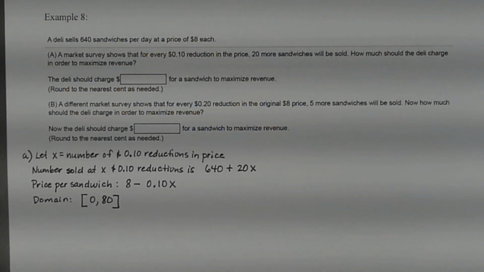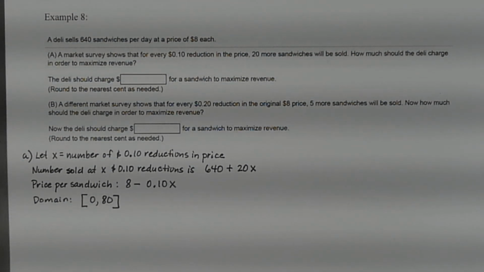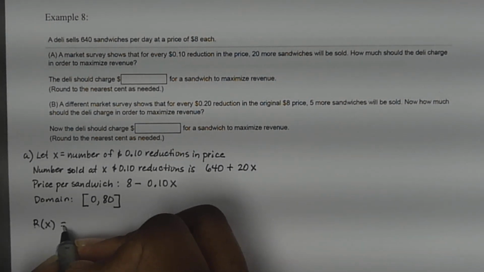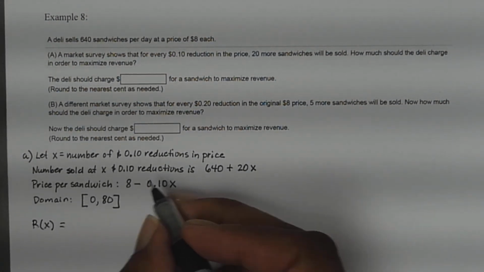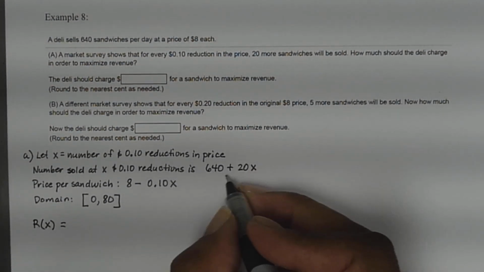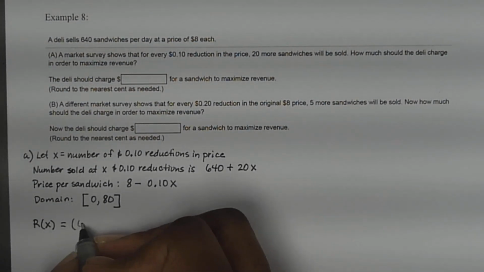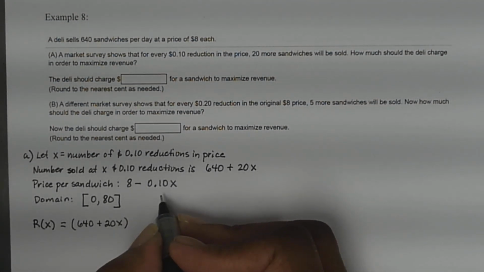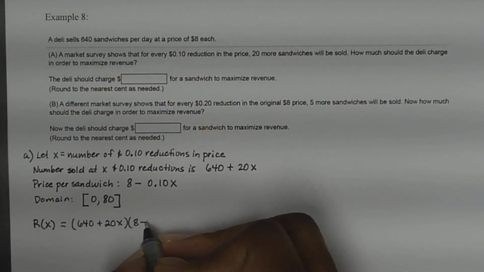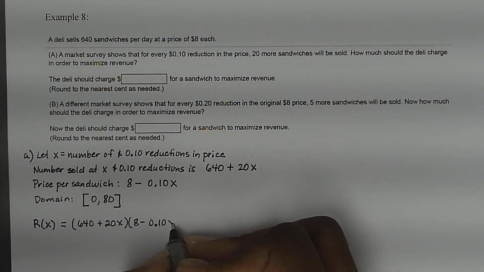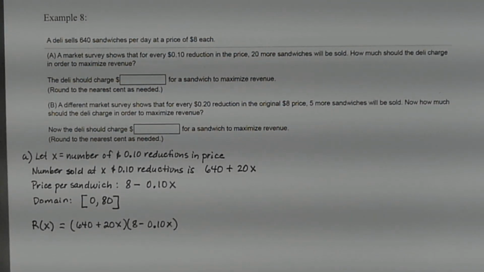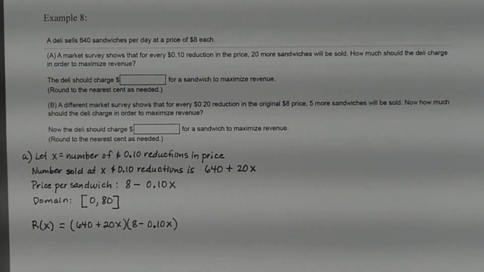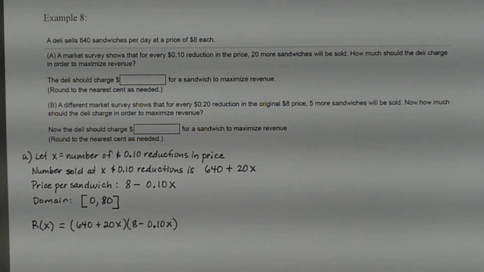All right, so now let's find the revenue for this. That's R of x. That would be, in this case, the number of sandwiches sold, which is this expression, 640 plus 20x, times the price, 8 minus 0.10x, because revenue is going to be the number that you sell times its price.